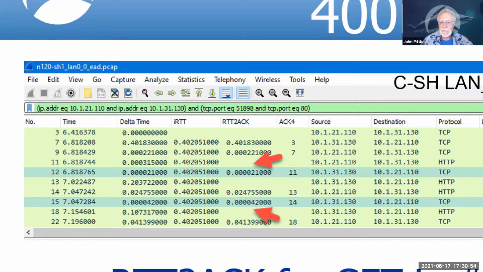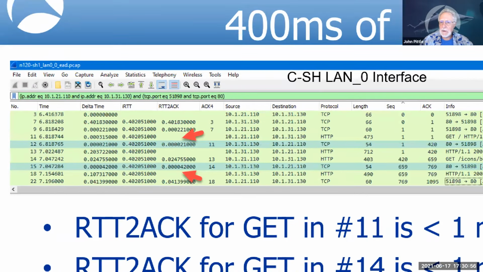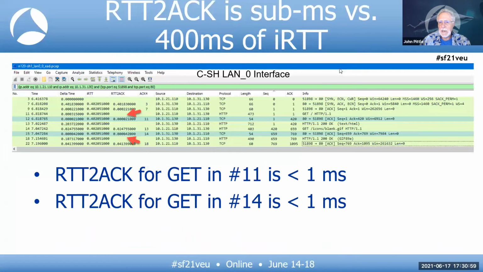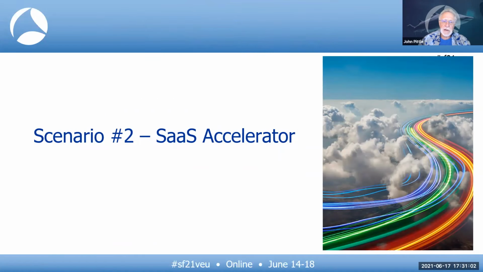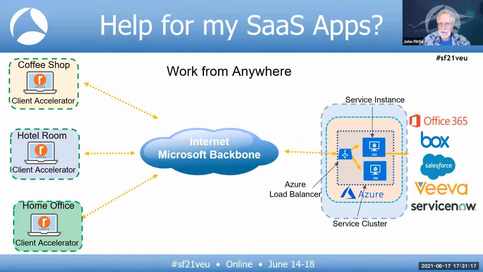So that's our look at ACK spoofing. And now we're going to move into, that's it for scenario 1. And now we're going to move into scenario 2, which is using steelhead technology on my laptop with a steelhead in the cloud called SaaS Accelerator. And that steelhead in the cloud is specifically set up to accelerate traffic, to put a steelhead close to certain SaaS applications like Office 365, Salesforce, Box, etc., ServiceNow.